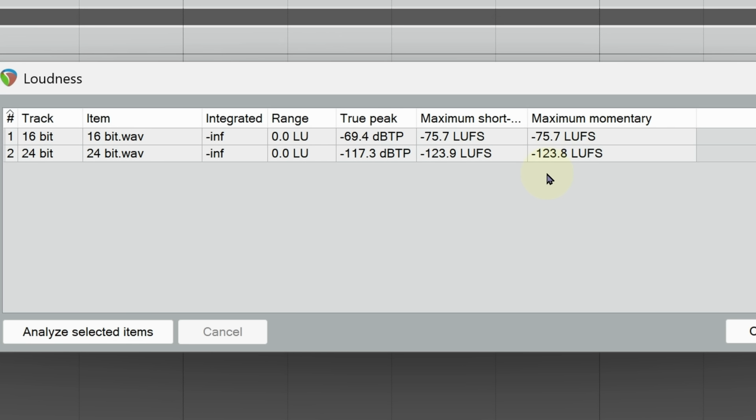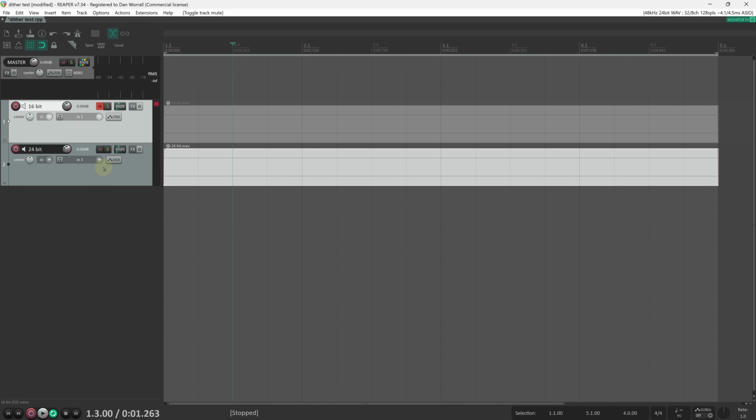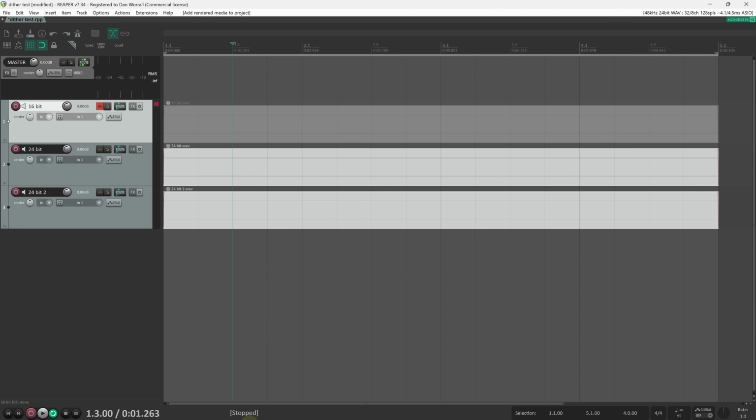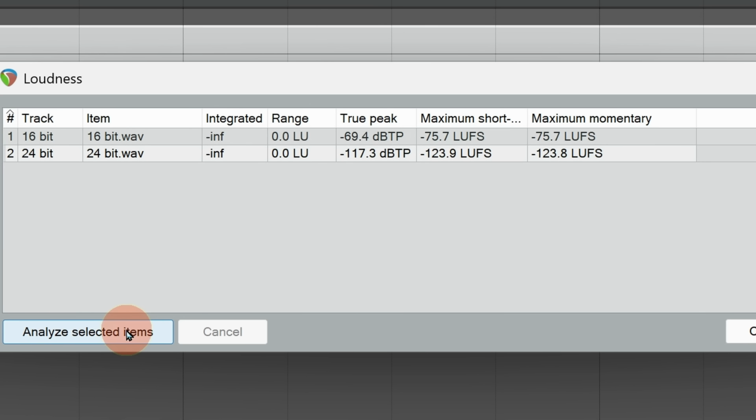If you're wondering why the integrated loudness is minus infinity, by the way, I think that's because the algorithm incorporates a gate to ignore silent passages. Anyway, let's mute the 16-bit file and bounce the 24-bit dither through another layer of 24-bit dither. And now let's compare the stats again. It seems we've gone up by about 3 dB, approximately. I guess it's going to take a few passes.